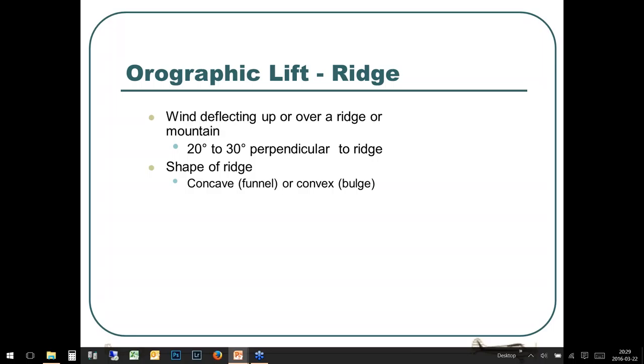The shape of the ridge is also very important. If it's concave, if you have two peaks or two juts coming out and there's a rounded area going into the mountainside or the ridge side, it creates a funnel and the wind will blow up that funnel. Whereas if it's pointing outwards, the air will be pushed away from that convex shape. So you're going to get greater lift in the funnel itself.